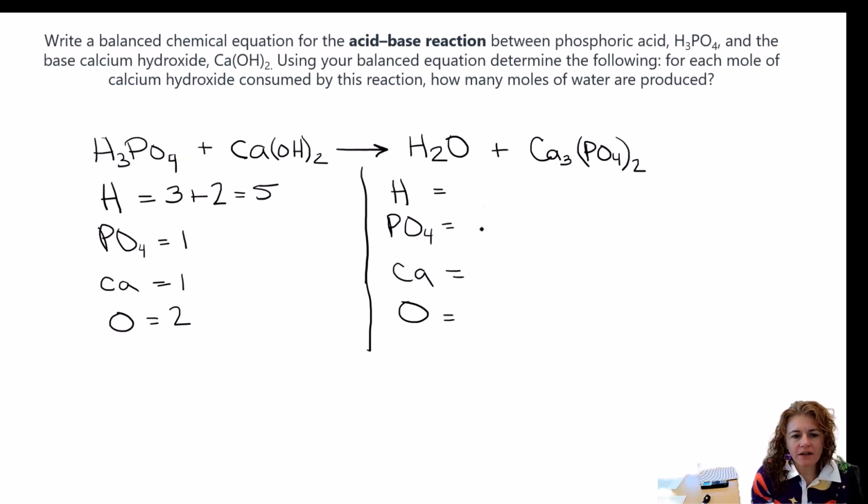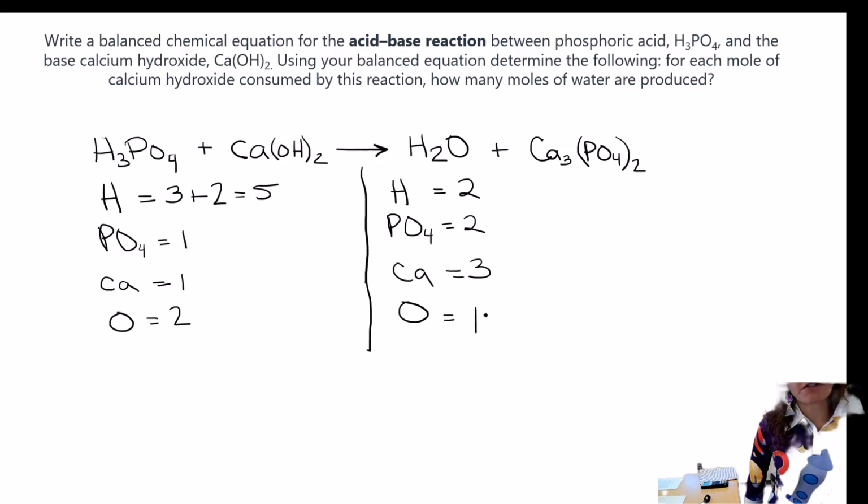All right, do the same thing on the other side. So hydrogen, I've got 2 from the water. I've got 2 of these phosphate packages, 3 calciums, and 1 oxygen. So we've got a lot of balancing to do here. Nothing is balanced. There's probably a number of different ways that you could start to balance this equation.